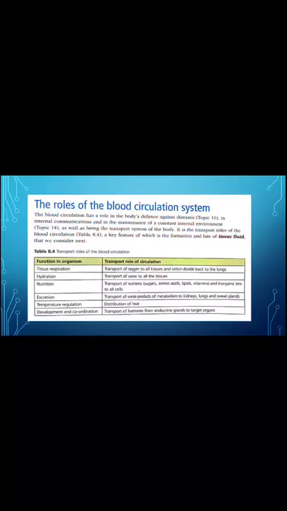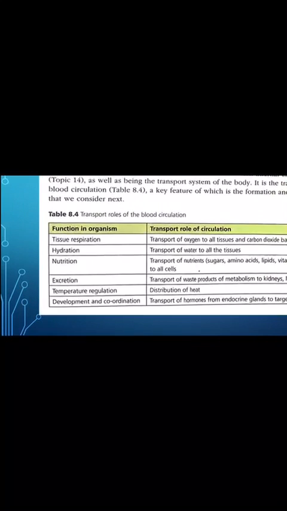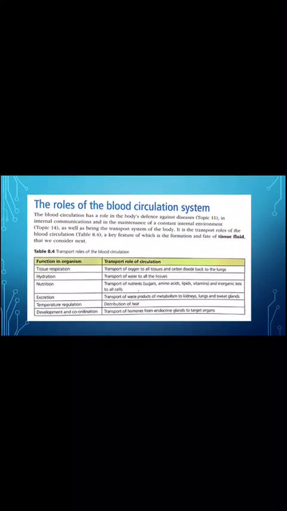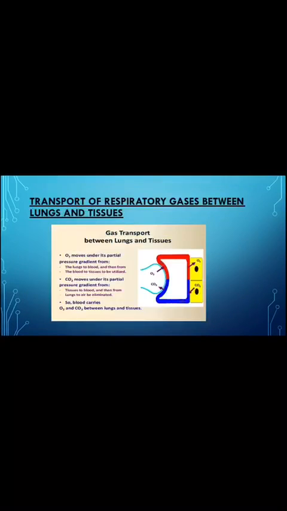Now come to the importance of blood circulation, how it is essential for our body and what its role is. This given table tells us the brief explanation. Blood circulation helps in tissue respiration, hydration, nutrition, excretion, temperature regulation, and development and coordination. Briefly, we can say it focuses on all of our 7 essential characteristics.